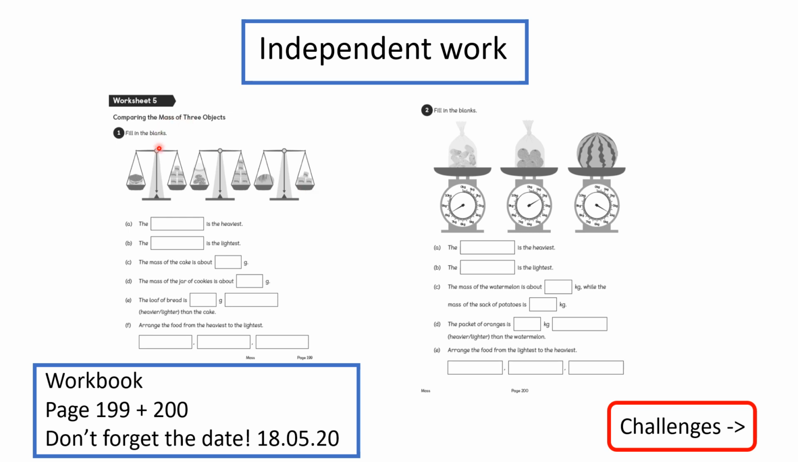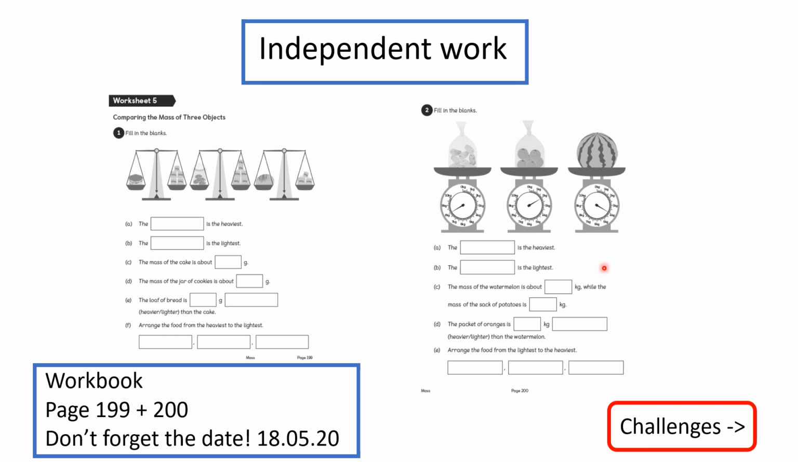So first of all, you need to add up the masses like you were doing last week to find out how much each object weighs in those 3 scales. So you should end up with 3 different masses that you can then compare in the sentences below.